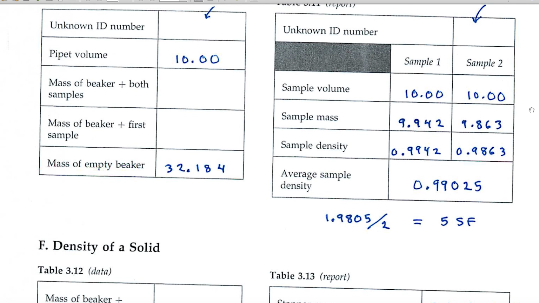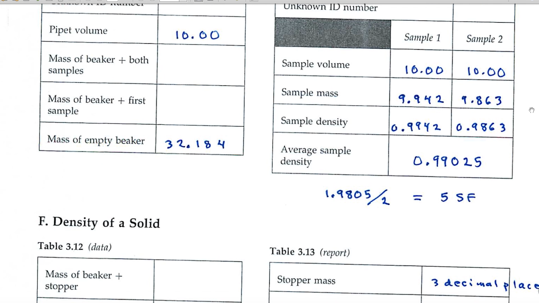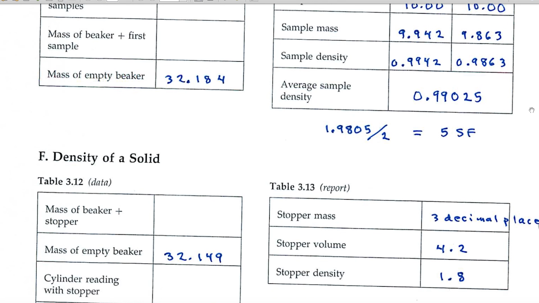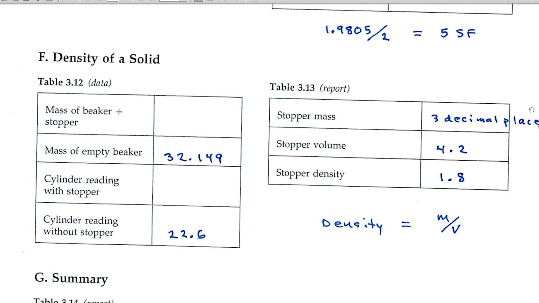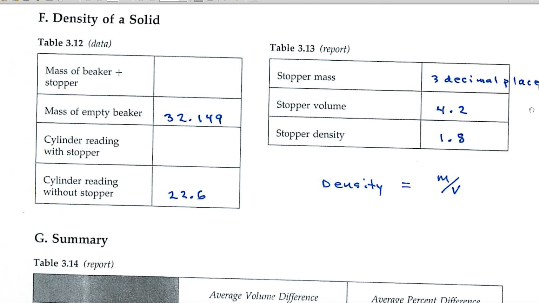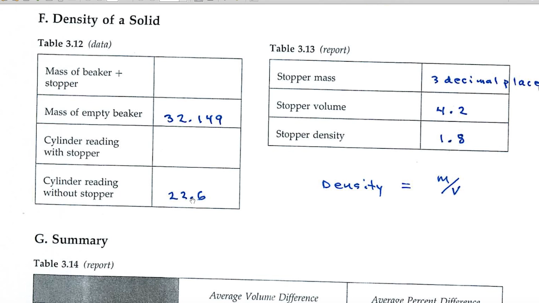Let's look at part F. Density of a solid. You're measuring the density of a stopper. Masses again to the 1,000th. Cylinder readings to the 10th because you're using a graduated cylinder. Stopper mass, look for 3 decimal places over here. The stopper volume to the 10th. Stopper density will also be to the 10th. And again, my numbers are hypothetical.